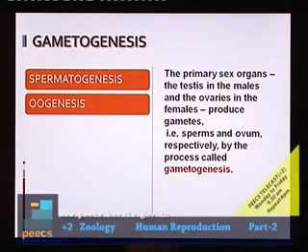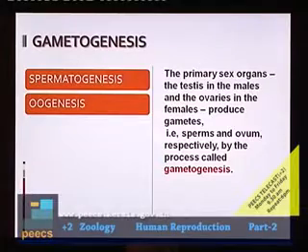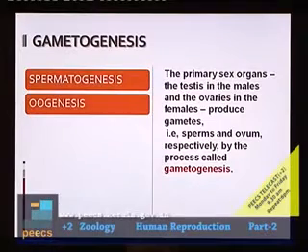You know what is gametogenesis? Gametogenesis is the formation of the male gamete and the female gamete, and it is formed by the corresponding primary reproductive organs. In the case of male, testes, they are the primary reproductive organs, and it will produce sperm cells, and in the case of females, ovaries will produce ova. So the process of forming these two types of gametes is known as gametogenesis.